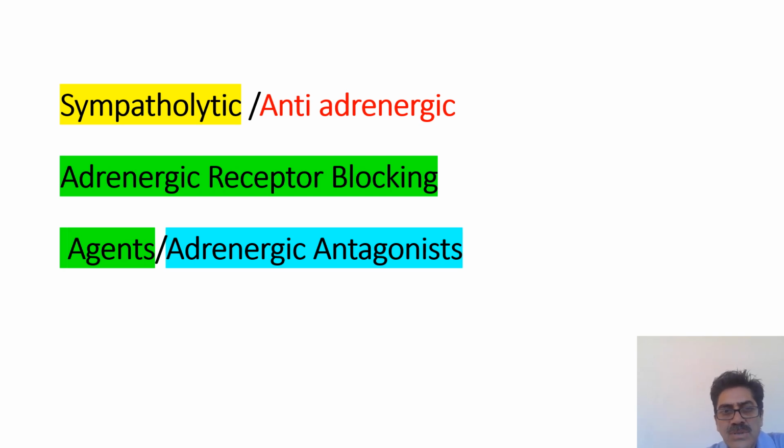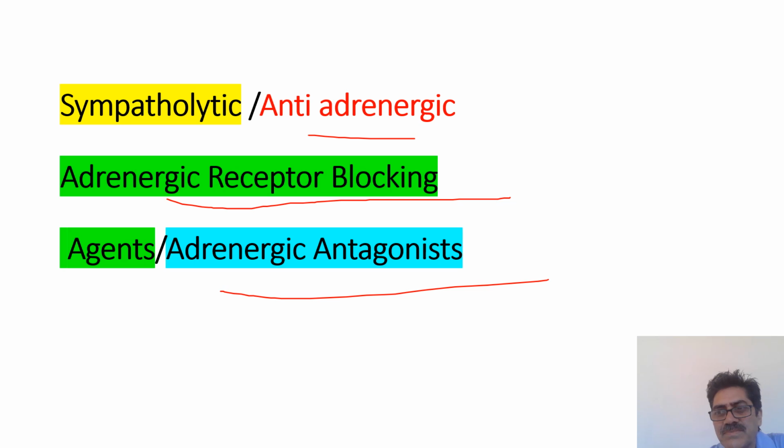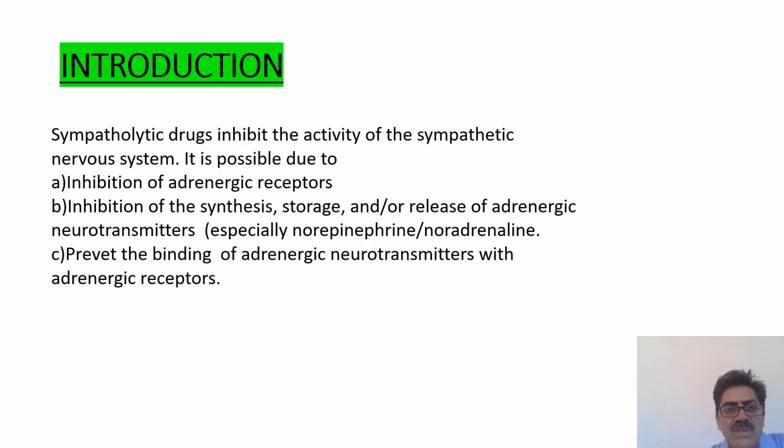Hello students, today we'll talk about sympatholytic drugs or anti-adrenergic drugs or adrenergic receptor blocking drugs or adrenergic antagonists. These terms are synonyms. Now sympatholytic drugs means those drugs which inhibit the activity of sympathetic nervous system.